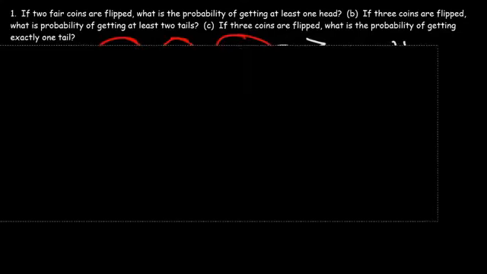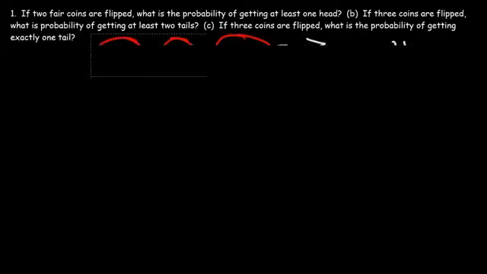Now let's move on to part B. By the way, if you want to try it, feel free to pause the video. If 3 coins are flipped, what is the probability of getting at least 2 tails? So let's begin by writing out the sample space.